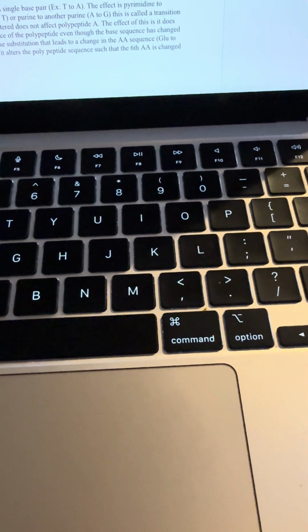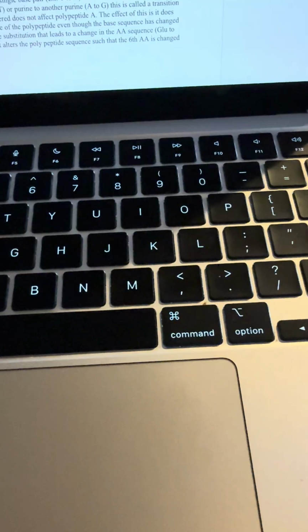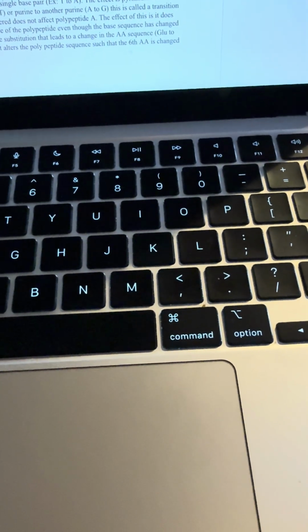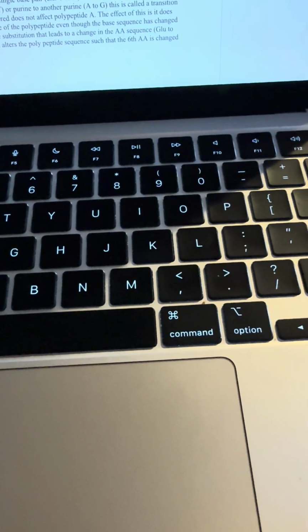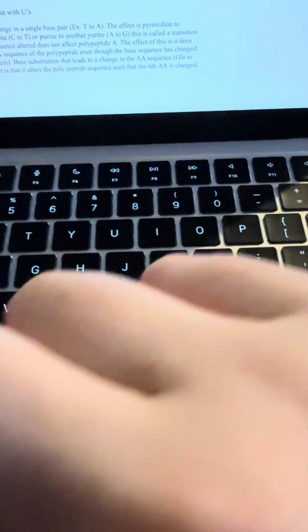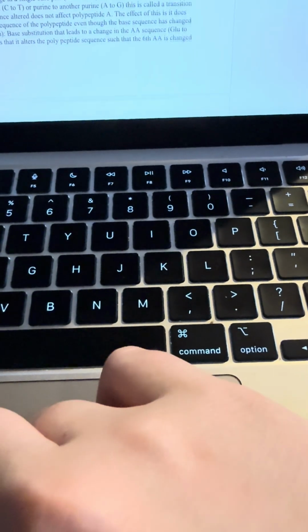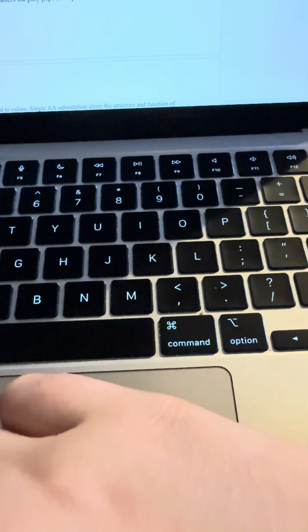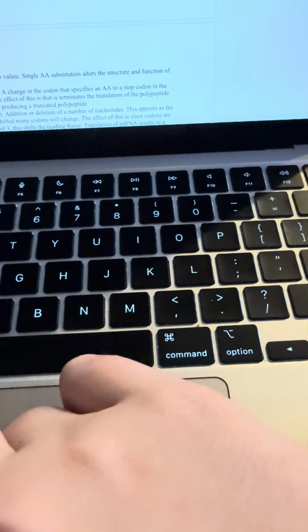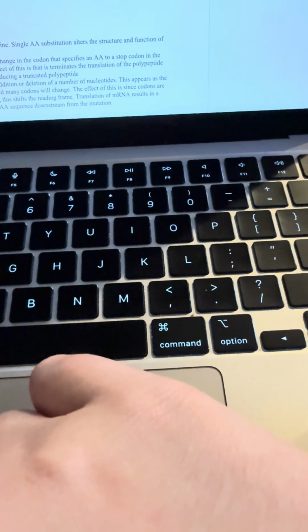Silent. Base sequence altered does not affect the polypeptide. The effect of this is it does not alter the amino acid sequence of the polypeptide, even though the base sequence has changed. Missense affects the protein. Base substitution that leads to a change in the amino acid sequence, Glu to Val.